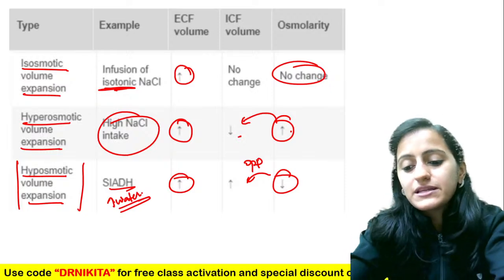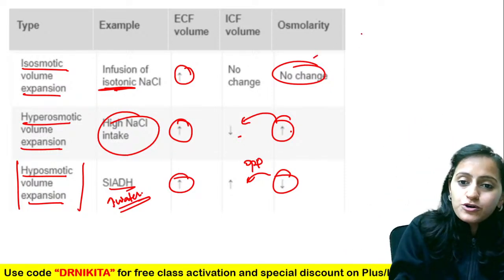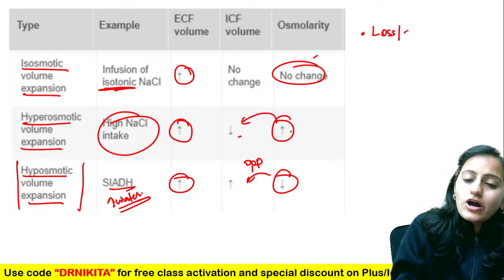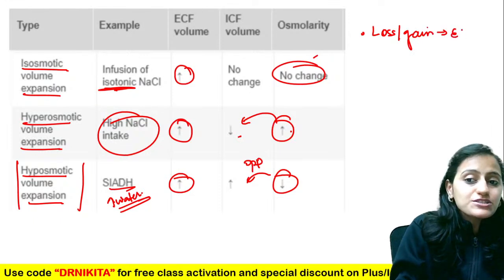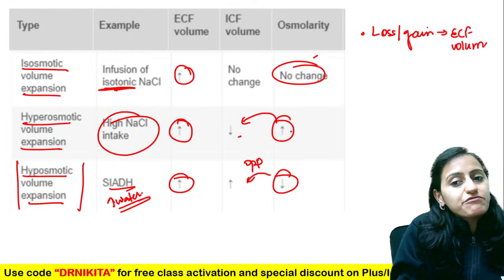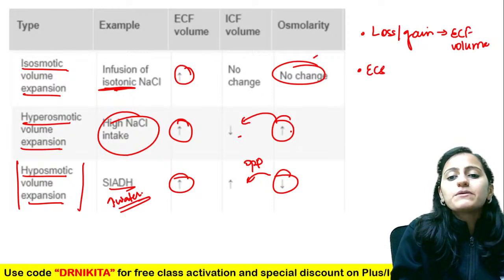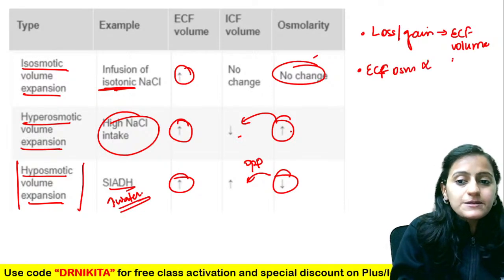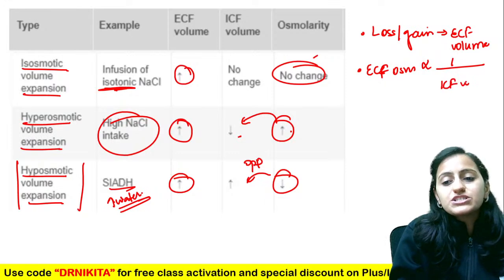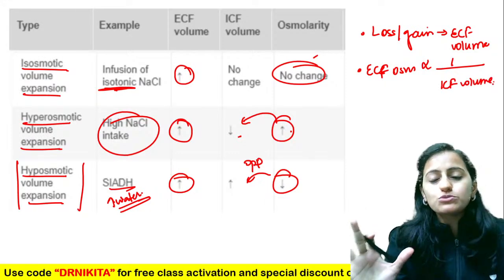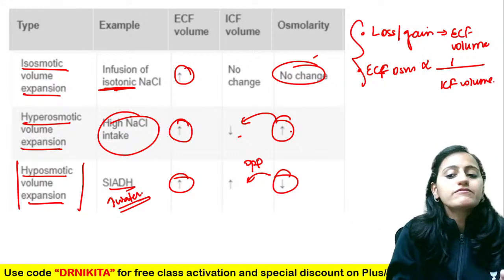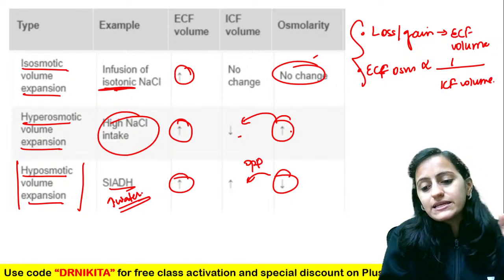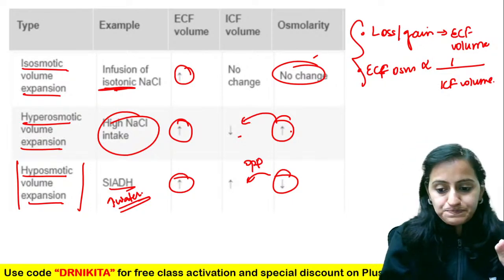I hope the Darrow Yannet diagram, that is what you need to just know, that basically the volume contraction or the volume expansion indicates your ECF volume. Whatever is happening to the ECF osmolarity, there will be the opposite change in the ICF volume. If you know this much, you can solve the questions of Darrow Yannet diagram. Okay, this is what you need to know.